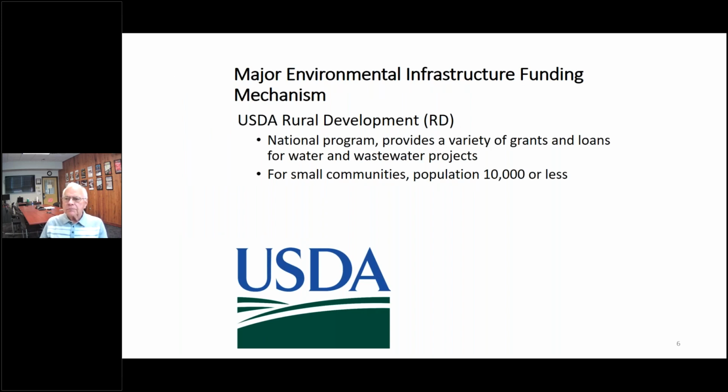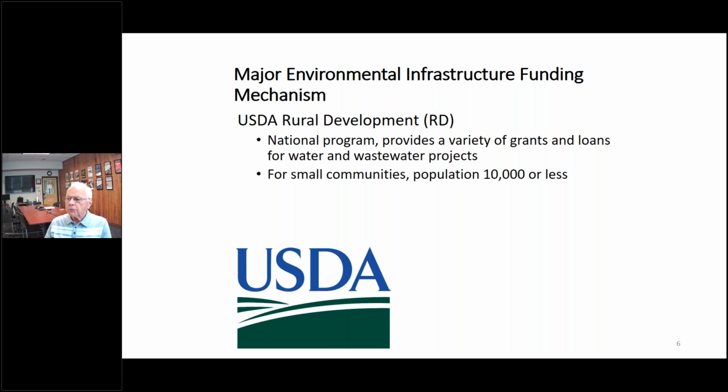The major environmental infrastructure funding mechanism, at least in the past, for small communities has been USDA Rural Development. It's a national program. It provides a variety of grants and loans for water and wastewater projects, and it's primarily for small communities with a population of 10,000 or less. This program has been one of the most popular programs for municipalities with a population less than 10,000. We will go through the process of obtaining USDA RD funding in detail.